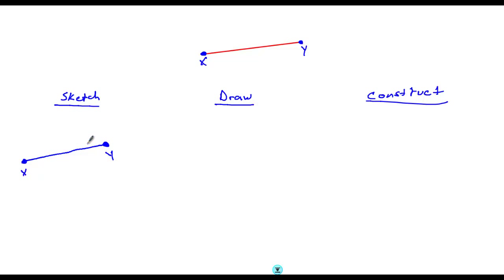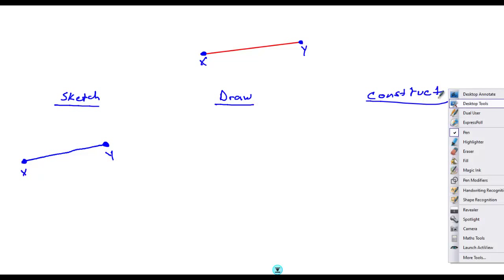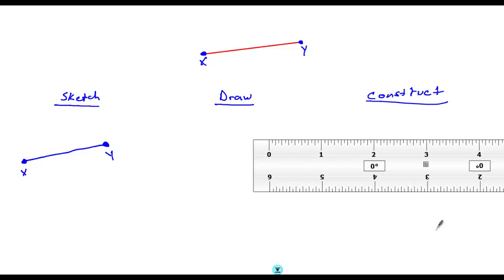But if you're building a house or you're making blueprints or something like that, sketch isn't going to cut it. You're going to have to be a little more accurate than that. That's where we come to the draw. Draw basically just means you're going to measure how long this is, and what I'm doing over here is coming up with something I can measure it with.